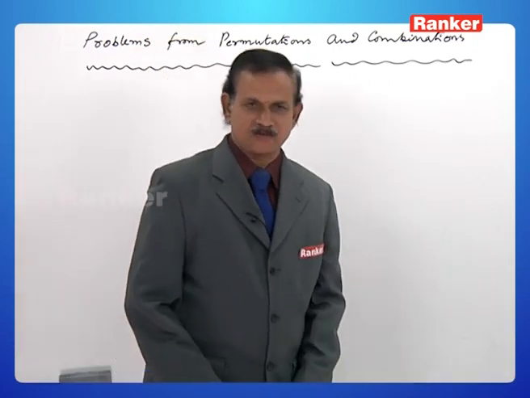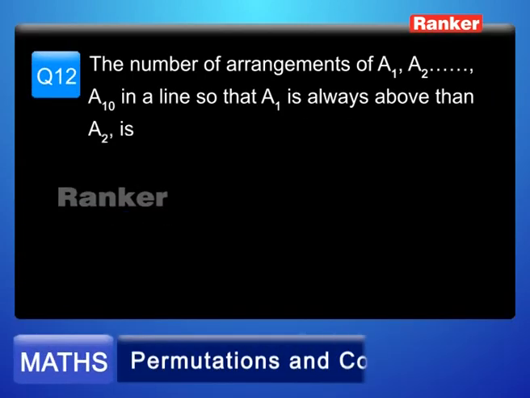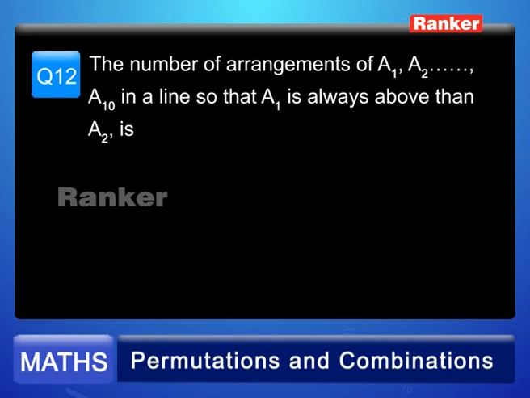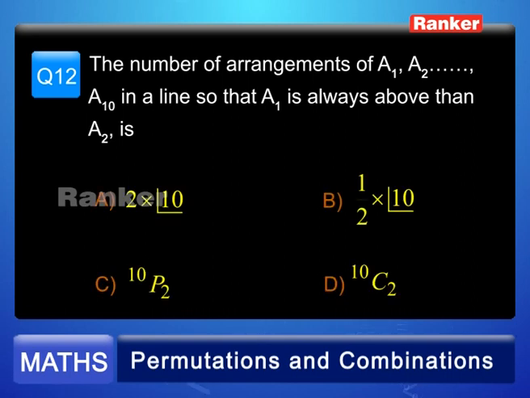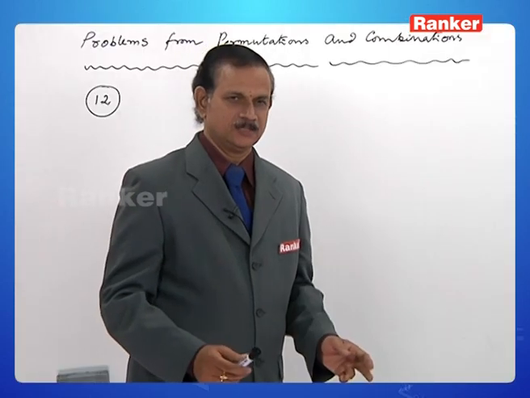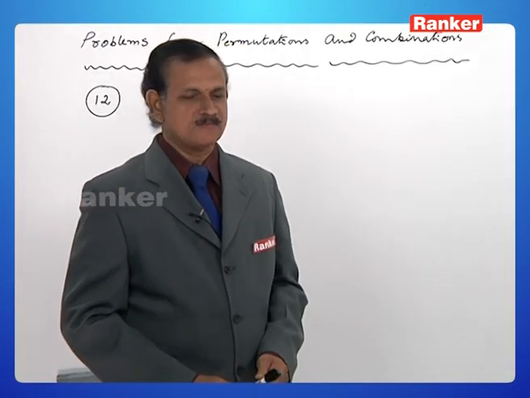Let us look at the next question, that is question number 12. The number of arrangements of A1, A2, A3, up to A10 in a line so that A1 is always ahead of A2, that is, A1 comes before A2. How many such arrangements are possible?